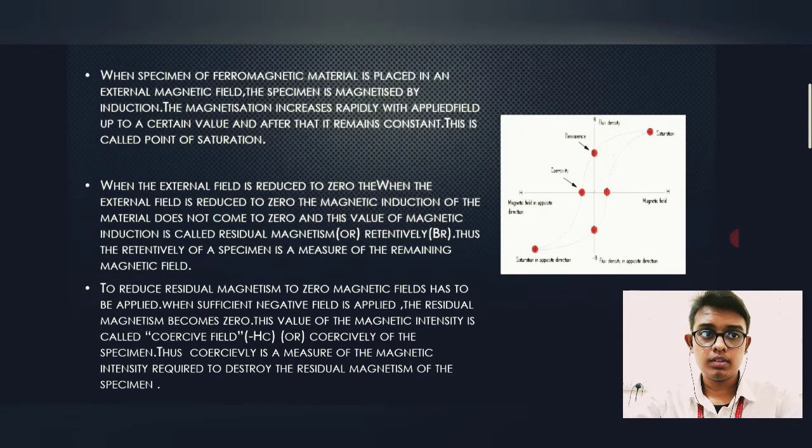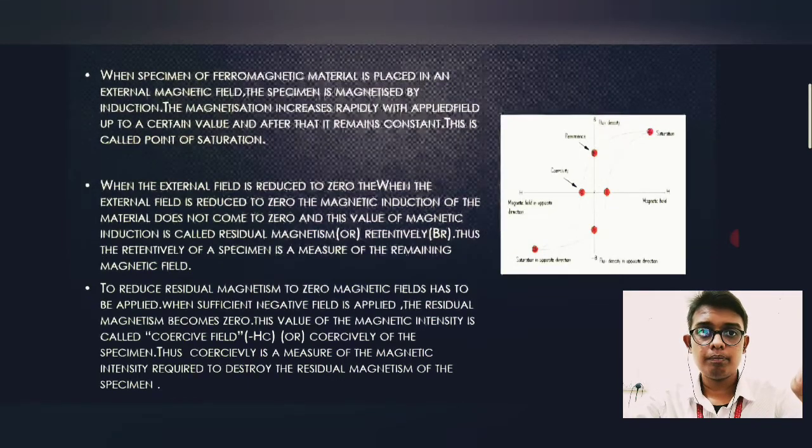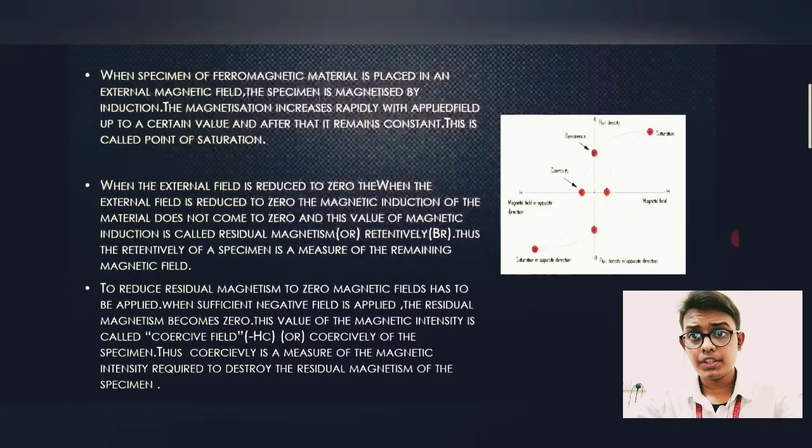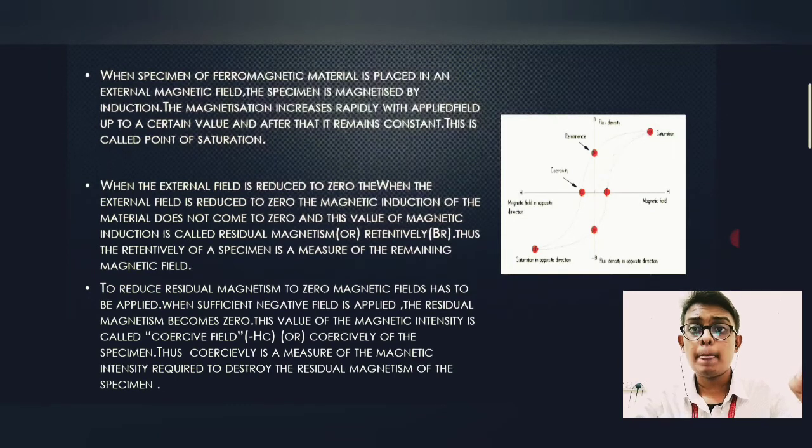For example, let us consider the given figure. The dotted line represents the magnetization by induction. Initially it is 0. As the magnetization increases, it reaches a certain point called the point of saturation, which is A in the given figure. When the external field applied is removed, the magnetization will not come to 0. This value of magnetic induction is called residual magnetism or retentivity, which is indicated by B in the figure.